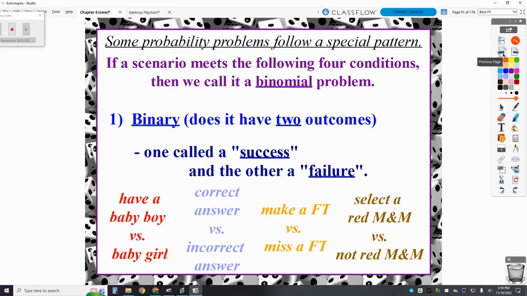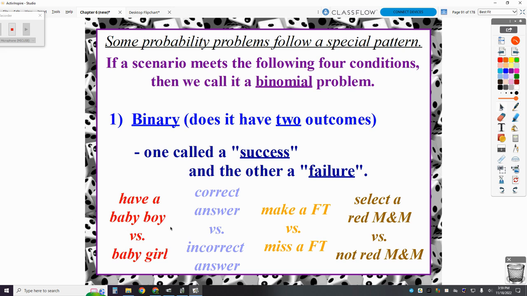Now, first, we need to talk about what is a binomial random variable. If a scenario meets the following four conditions, then we're going to be able to call it a binomial distribution problem. First off, it's got to be binary, which means it's going to have two and only two outcomes. One of them is going to be considered a success, and the other we're going to call a failure.